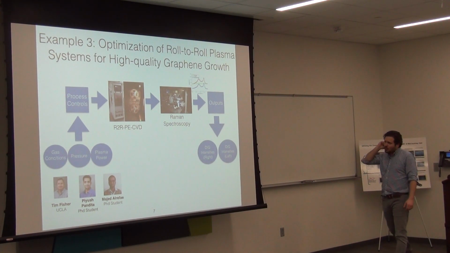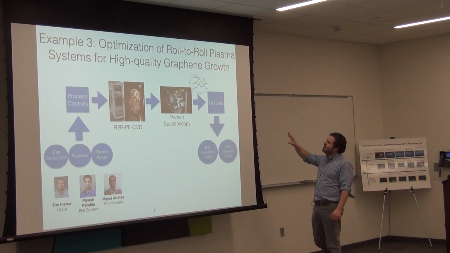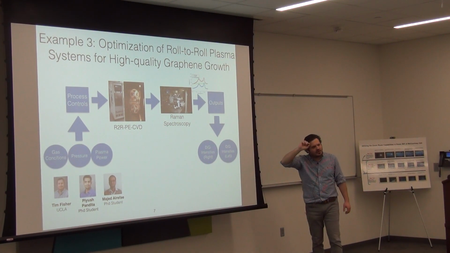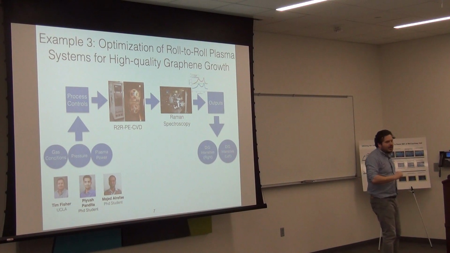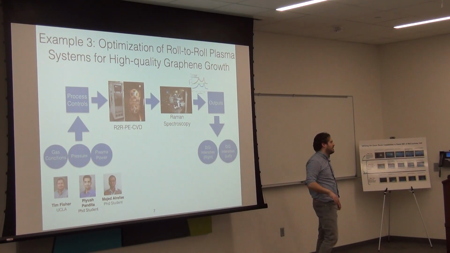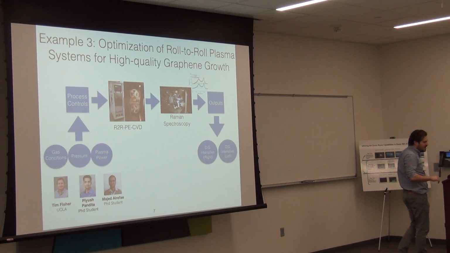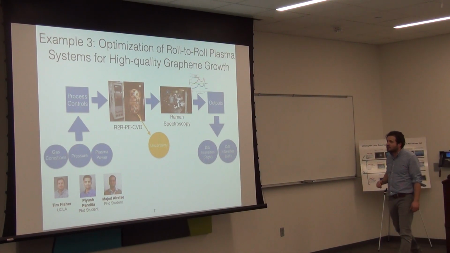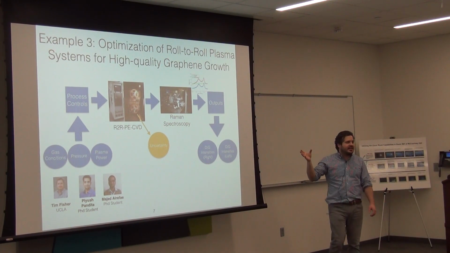But anyway, we have found a way to characterize the quality of graphene with two numbers. It doesn't matter what these numbers are. They're some kind of intensities of the peaks in the Raman spectrum. And then our problem is we have a lot of uncertainty inserted into the system. Of course, we don't really know what is going on inside that chamber.